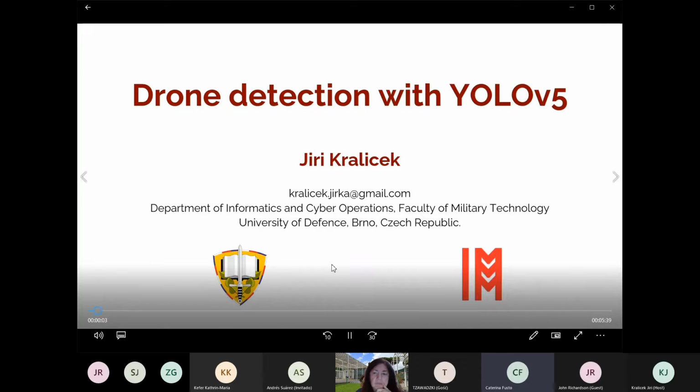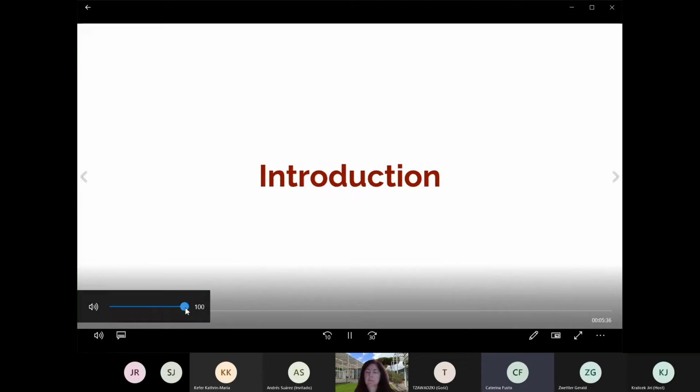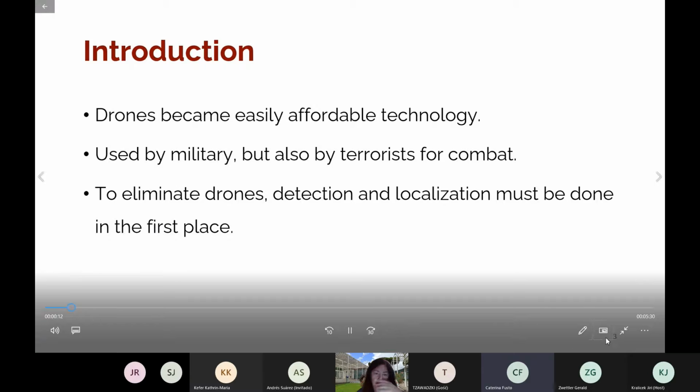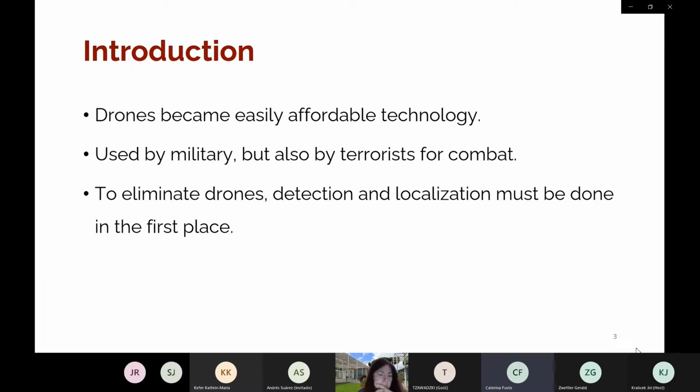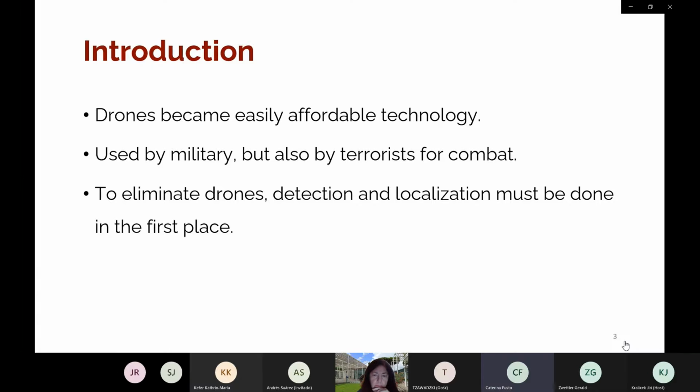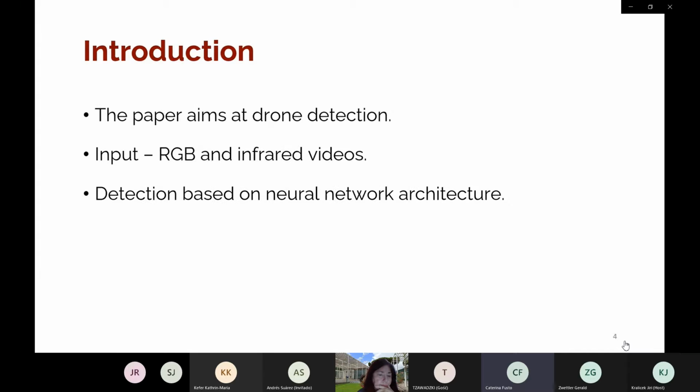Drone detection with YOLOv5. Introduction. With the massive proliferation and popularity of drones, the technology has become affordable and interesting for the masses. Thus, the technology that was in the past years affordable only for the military is now used by terrorists, for example for bomb attacks. To eliminate such combat drones, they must be detected and localized as precisely as possible in a very fast manner. The paper proposes a drone detection method based on neural network architecture. The method detects drones in videos in a visible RGB and infrared spectrum.